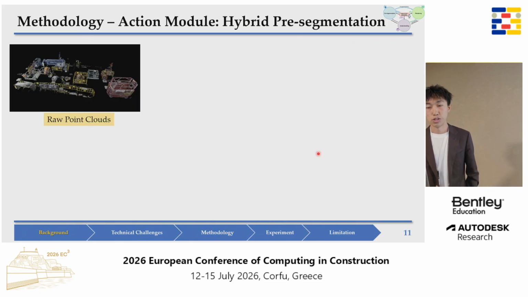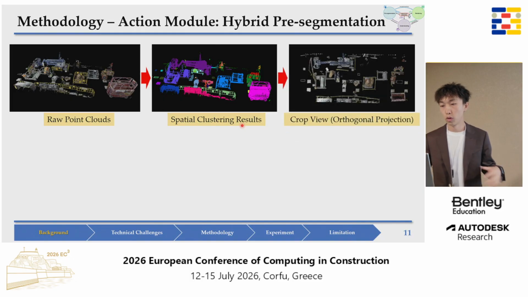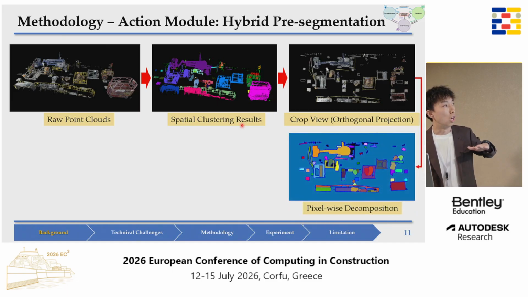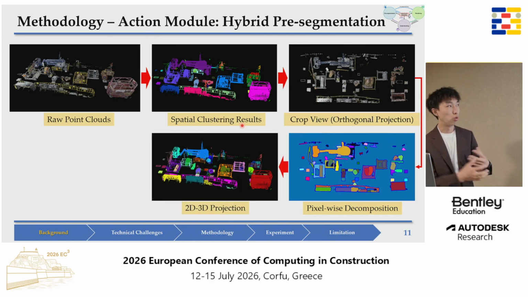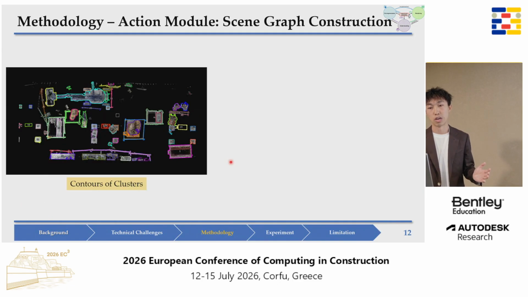Here are some detailed steps for the first module, the action module. We have the raw point clouds, and we do 3D spatial clustering segmentation, which is very classic. We also do class-agnostic segmentation in the 2D orthogonal view, which is the best crop view for the construction site. Then we fuse the segmentation from both 3D and 2D segmentation, and we finally generate the hybrid pre-segmentation results.